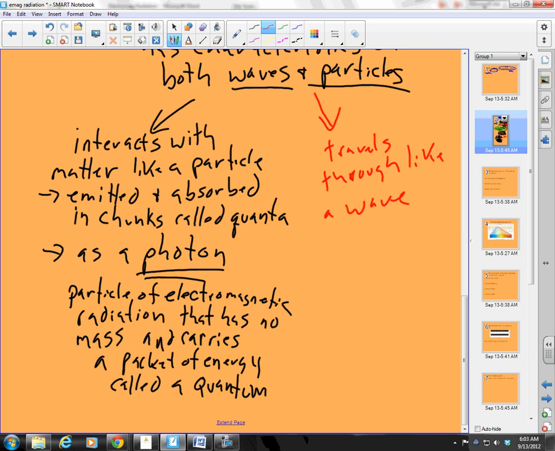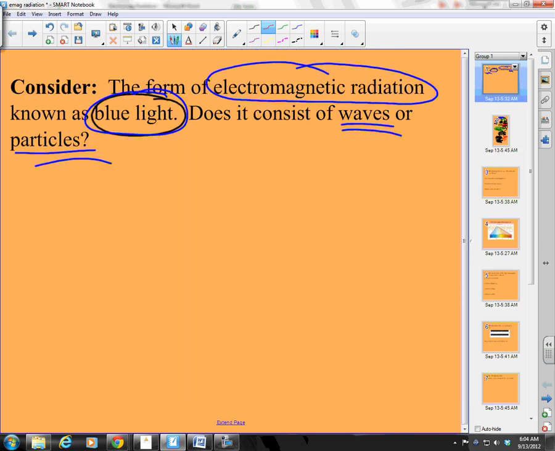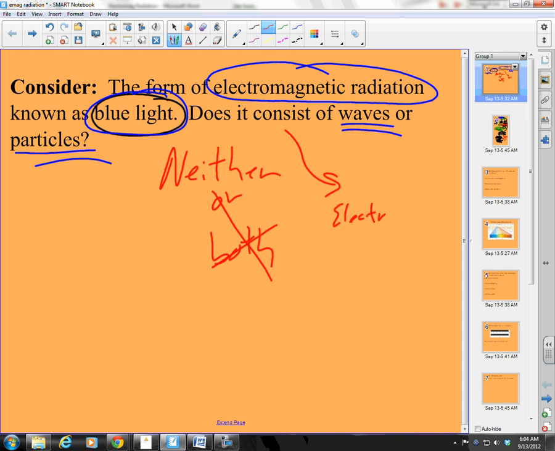And that means what specifically? It has a wavelength and it has a frequency. Okay? So it has a wavelength and it has a frequency. Great. And so those are the aspects that remind us that it has wave properties. Okay, so we answered our question. Does it consist of waves or particles? The answer is neither. It's not both. It consists of itself. It is what it is, electromagnetic radiation, which has characteristics of both. And that's why we call it a wave-particle duality.